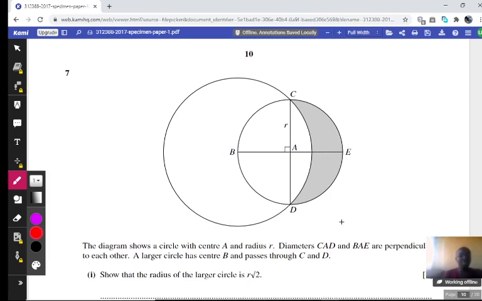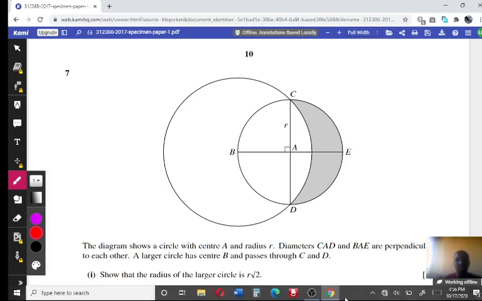It says the diagram shows a circle, center A and radius r. Diameters CAD and BAD are perpendicular to each other. A larger circle is center B and passes through C and D. That's the larger circle. Show that the radius of the larger circle is r root 2. How can we show that the radius is r root 2?